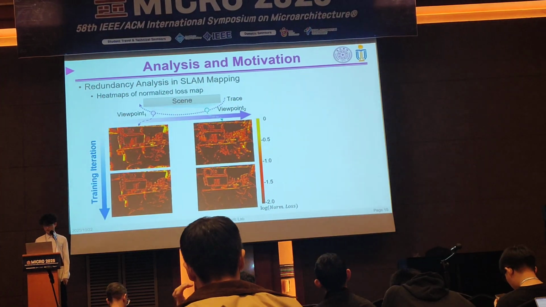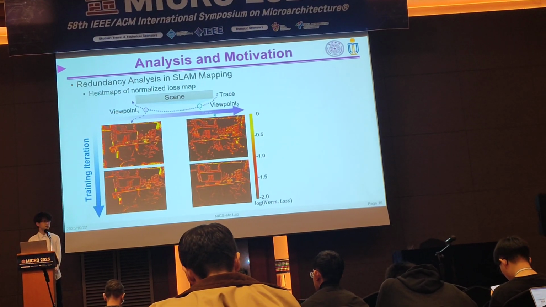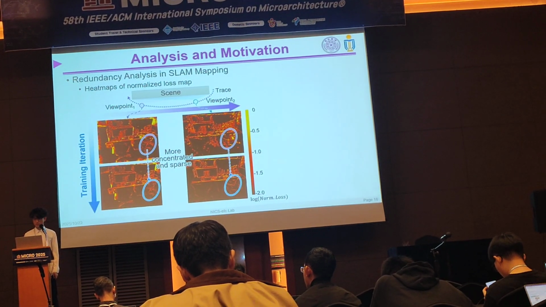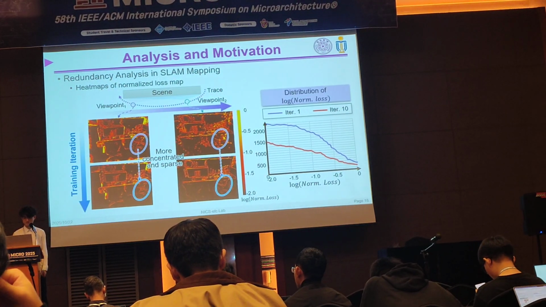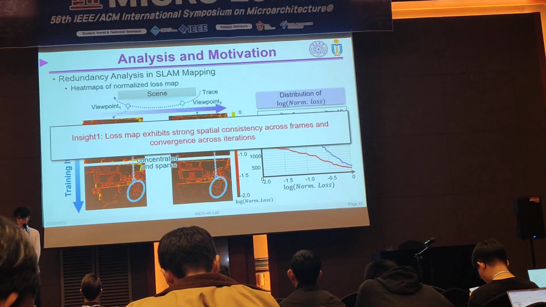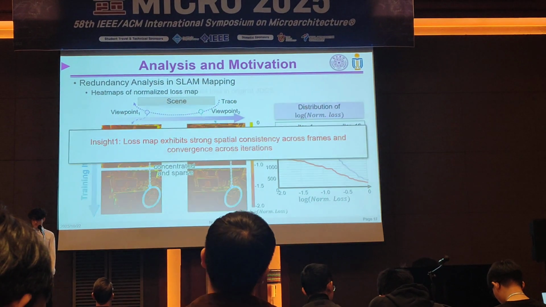making the loss map highly predictable. And another source of redundancy comes from convergence over time. As the training progresses, the high-loss regions become even sparser, and you can also see in the graph that the loss distribution clearly converges. And this together brings us to our first key insight: the loss map shows strong spatial consistency across frames and convergence across iterations.